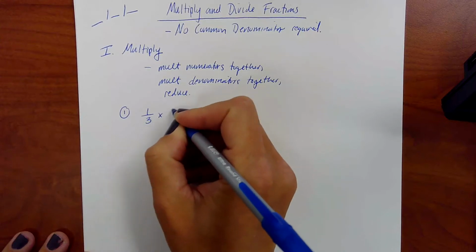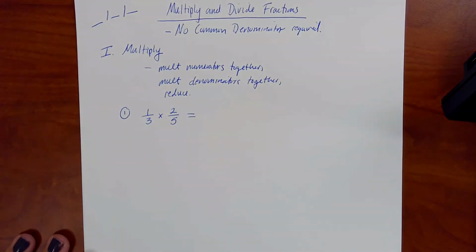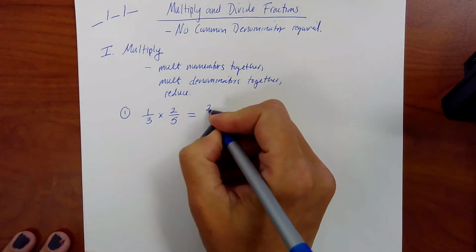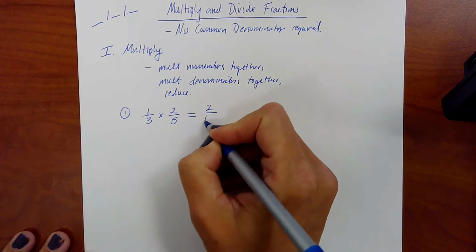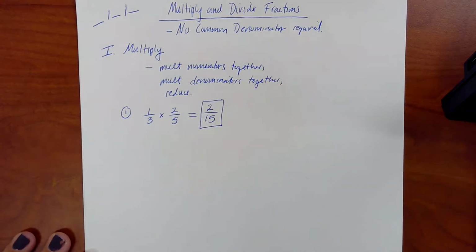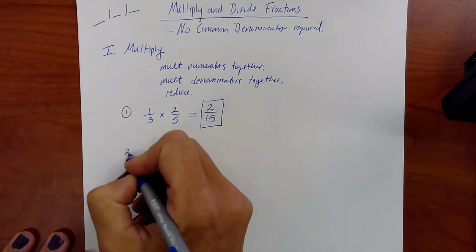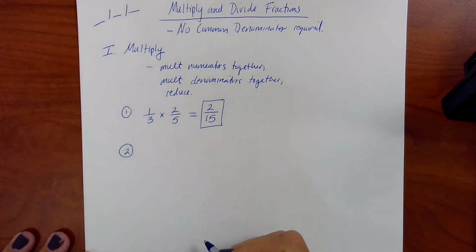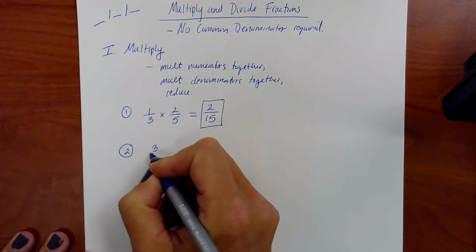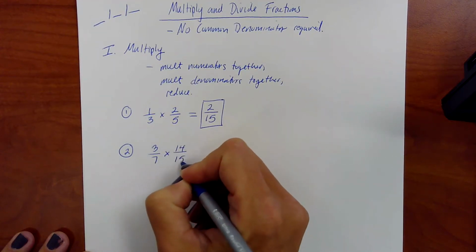1/3 times 2/5. You're just going to take it from here, multiply straight across. 1 times 2 is 2. 3 times 5 is 15. Can we reduce this? No, we cannot. We're done. All right, let's try another one. Let's say 3/7 times 14/15.